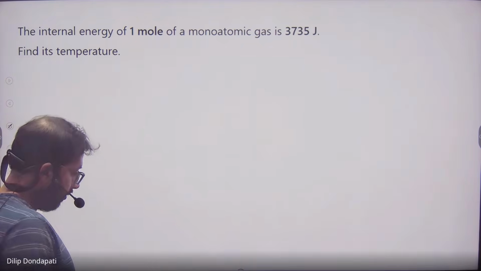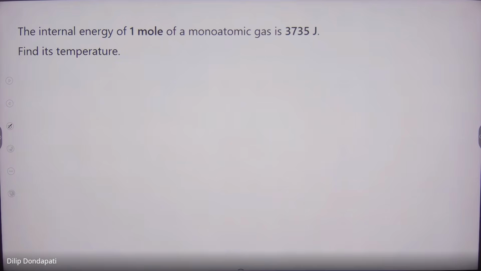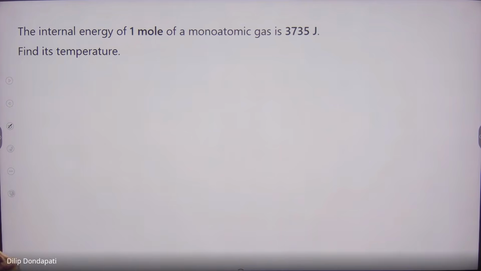So I got 30. Temperature is how much? Oh wait, no, I made a mistake. Wait. So you wanted it in Kelvin only, right? So I got approximately 300. Yes, 300.